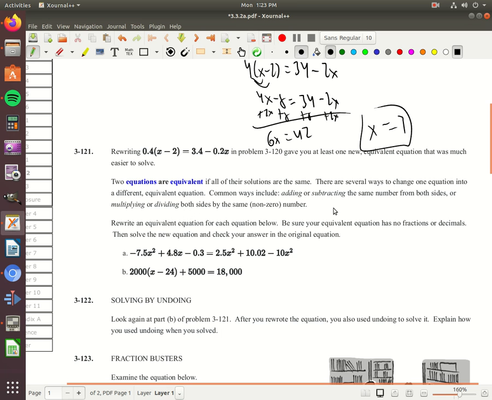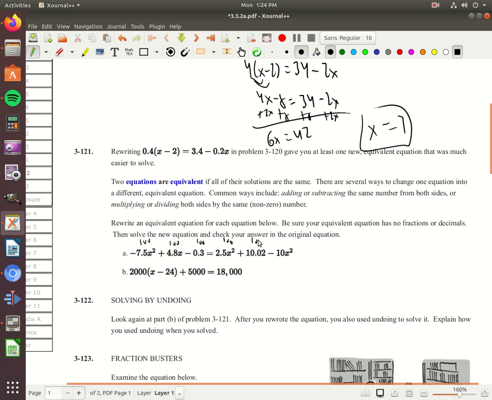Common ways include adding or subtracting the same number from both sides, or multiplying or dividing both sides by the same non-zero number. So rewriting an equivalent equation for each equation below, make sure that your equivalent equation has no fractions or decimals. So on this one, it seems like I want to multiply by 10, right? But it looks like I actually have to multiply by 100, which is kind of a pain. So we're going to multiply every term here by 100.